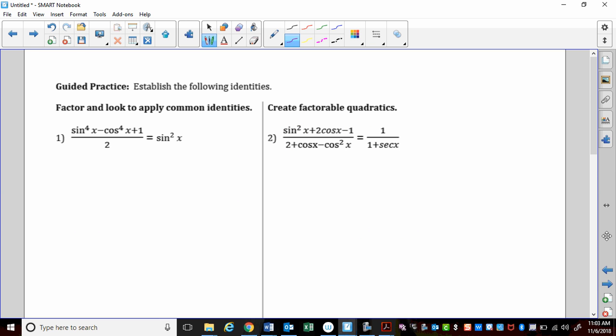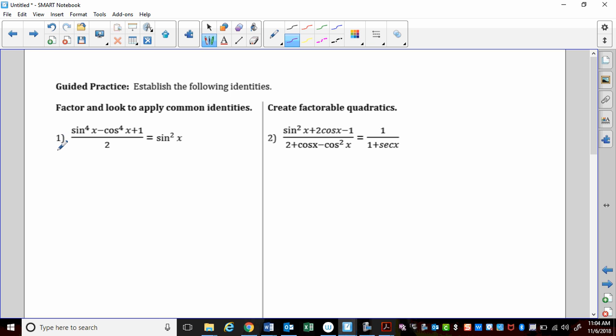Go ahead and flip your paper over. And it says factor and look to apply common identities. We need to factor these usually. This one is sine to the 4th of x minus cosine to the 4th of x plus 1 all over 2. I'm going to factor the numerator. We can all agree that the left-hand side is more complicated than the right-hand side. So I'm going to factor the numerator of the left-hand side.